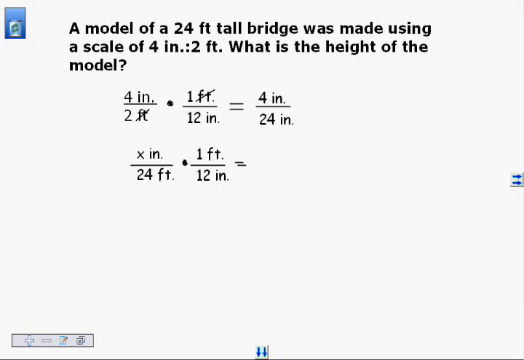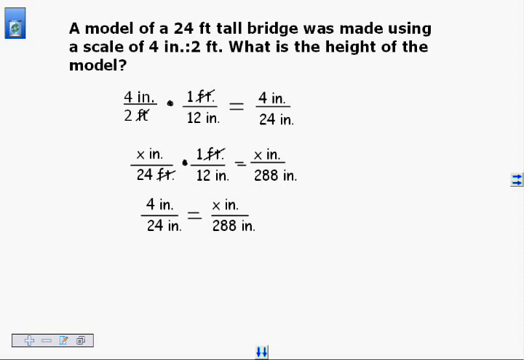Now I'm going to do the same thing with the bridge. Change that to inches since I want the height of the model. x inches to 24 feet times 1 foot to 12 inches. This is going to change and allow me to cross out the feet and leave the inches. X times 1 is just x inches. 24 times 12 is 288 inches. So now I'm going to take those two, now that I'm done converting, and set them up into a proportion. That way I can solve for x. So 4 inches to 24 inches is equal to x inches to 288 inches.